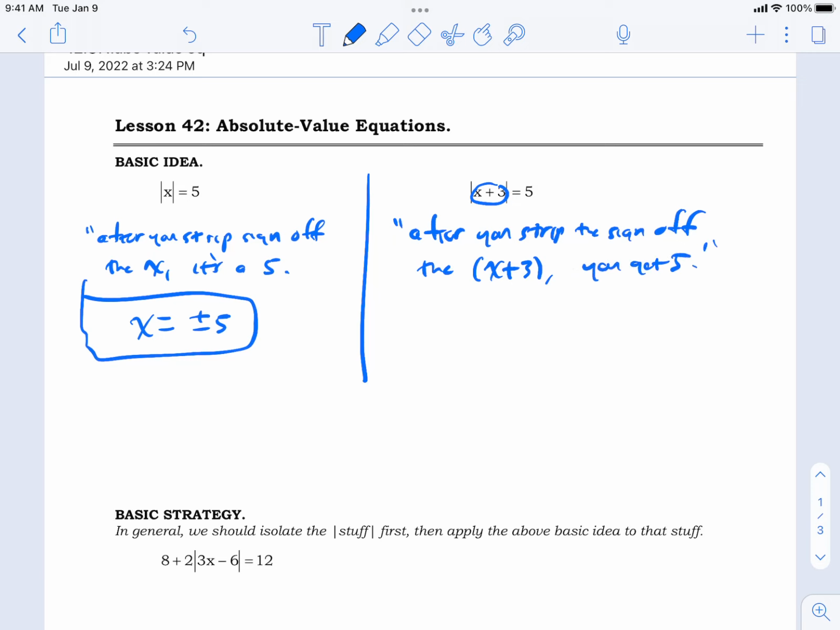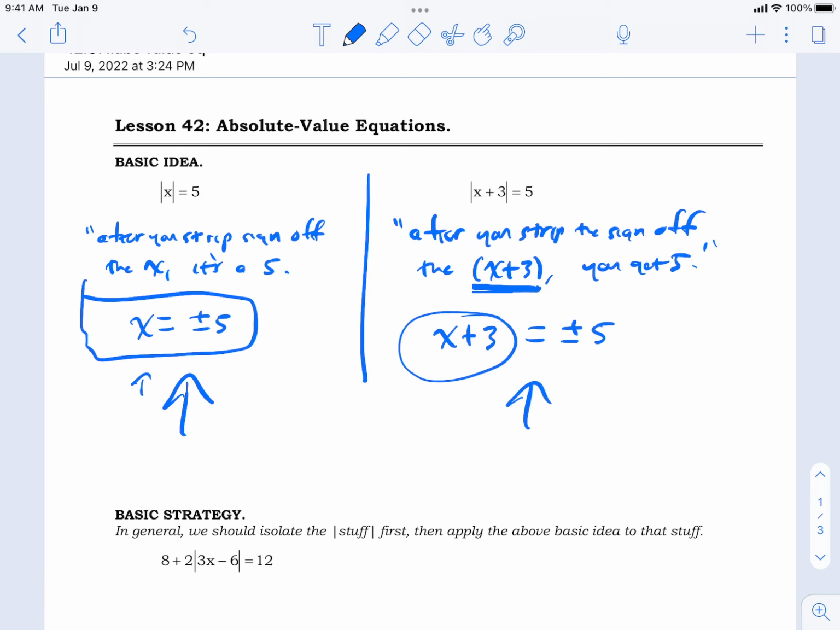After you strip the sign off what's inside, and you group it, you're trying to consider the whole thing as a single object, so I put it in parentheses to make that point. This x plus 3, I strip the sign off of the x plus 3, and I get a 5. So taking a page from over here, that means that this x plus 3, before I strip the sign off, might have been a plus 5 or it might have been a minus 5. See how similar this is to what this is.